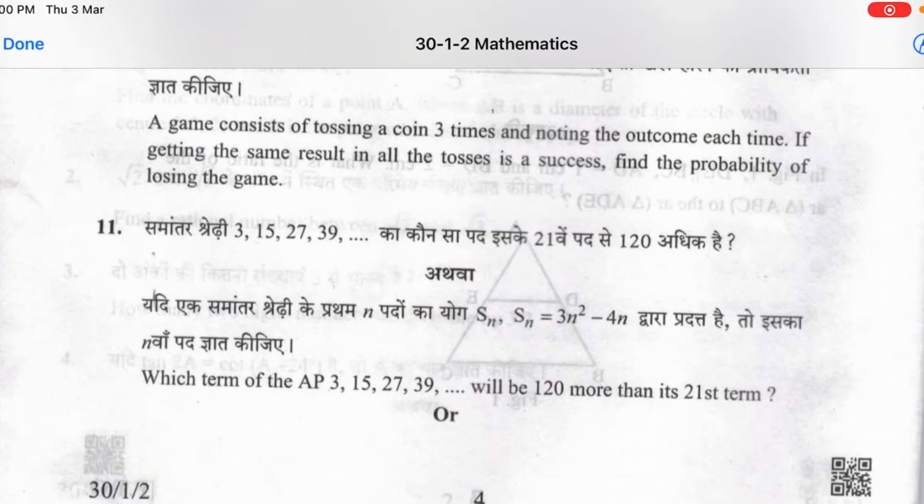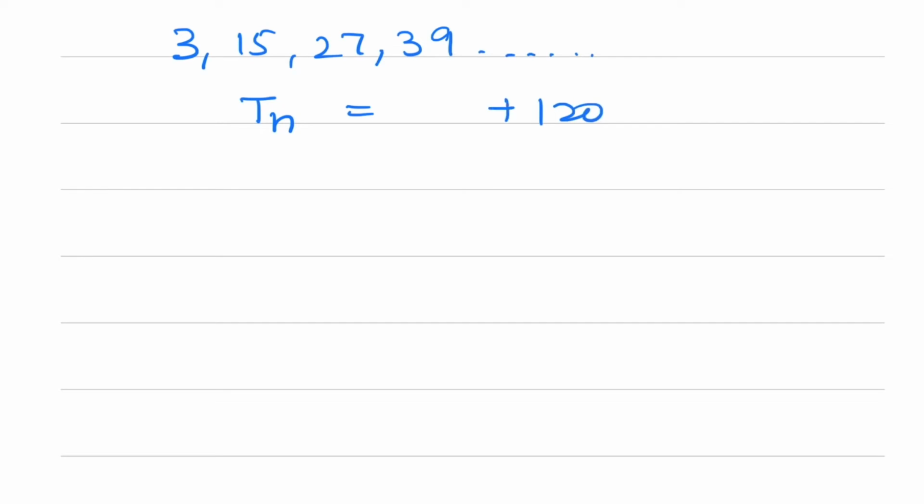11th question. In this, we have to find which term of the AP 3, 15, 27, 39 will be 120 more than its 21st term. We are given an AP which is 3, 15, 27, 39 and so on, and we have to find n such that the nth term will be 120 more than the 21st term. Here we know a is equal to 3 and d is equal to 12.